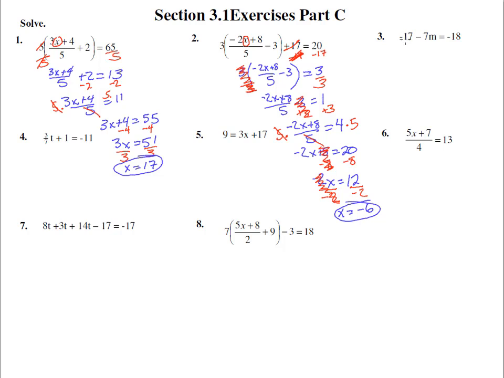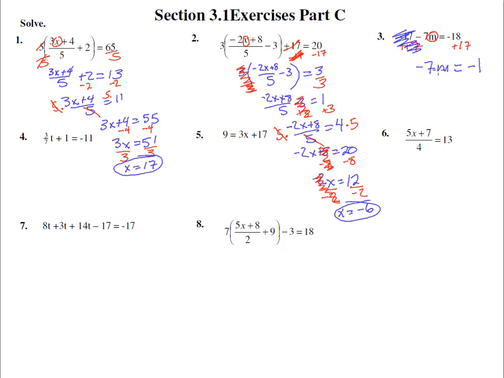Number 3, we have negative 17 minus 7m equals negative 18. Here's the m that we're trying to get by itself right there. So we have two numbers that we have to get rid of. Let's get rid of the negative 17 by adding 17 to both sides of the equation. And we're left with negative 7m, because the negative 17's on the left-hand side canceled, equals negative 18 plus 17. That's a negative 1.